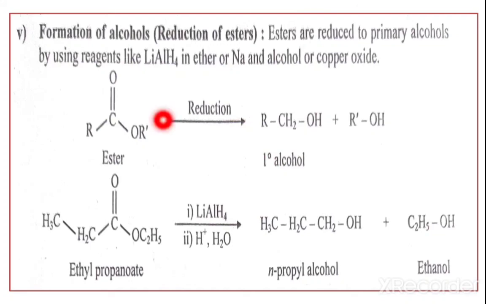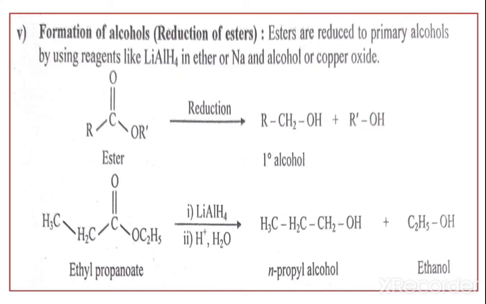Now in the first reaction, this is R C double bond O R dash. This is the structure of the ester molecule. It undergoes reduction, and we get the primary alcohol. That means we get RCH2OH plus R dash OH.